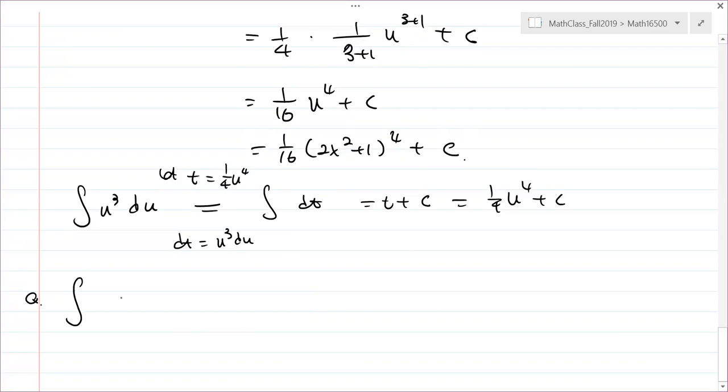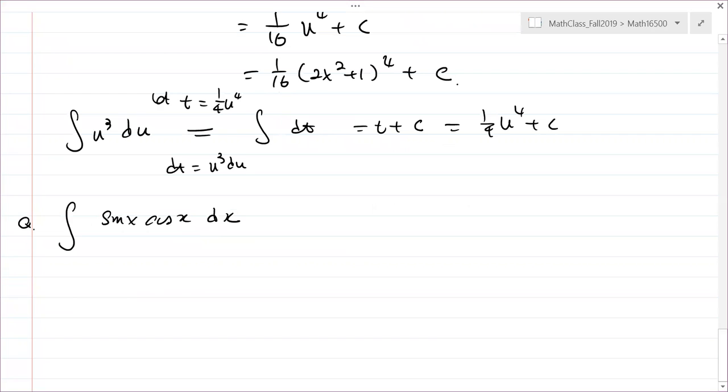Okay, let's look at this integral. For this problem, there are 2 different ways to do it. The first method: it's a product of two functions, but you don't have a product rule for integrals. Okay, so it's going to be half of the integral of sine 2x dx.